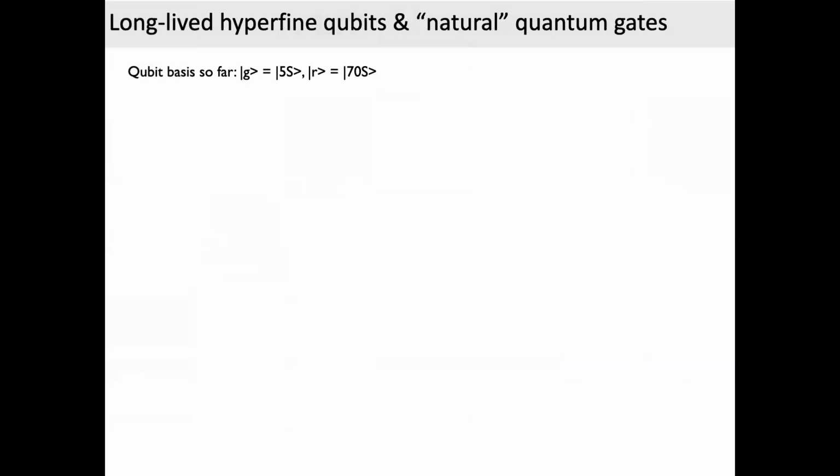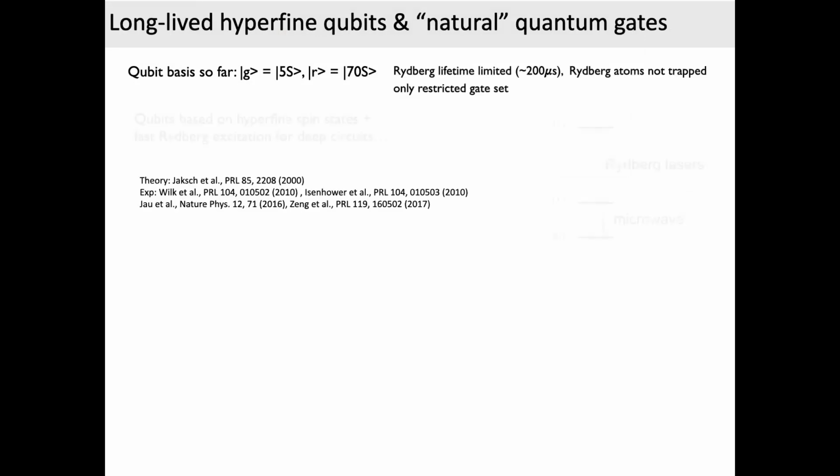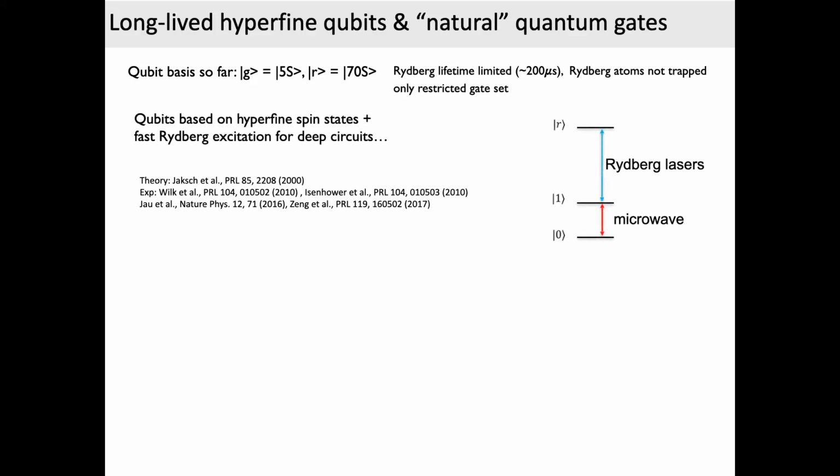Up to now, I've been talking about encoding quantum information into these ground and Rydberg states, but we have known for many years that this is not the most optimal. The most ideal approach is to encode qubits into these two hyperfine states. In this case, the qubit can live for a very long time in atoms; the lifetime is basically determined by the vacuum.